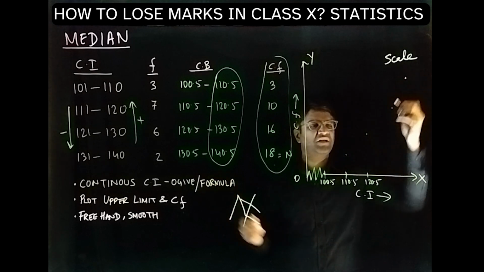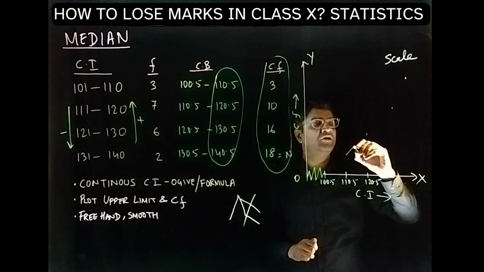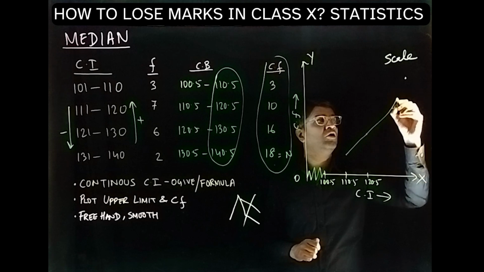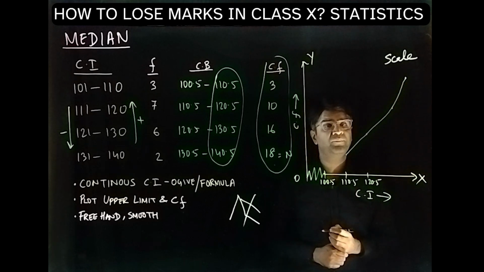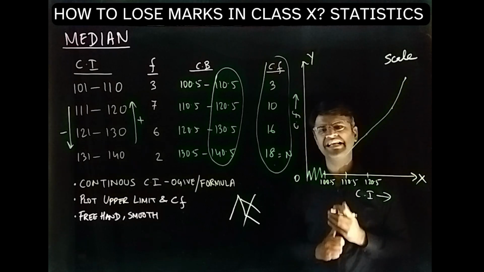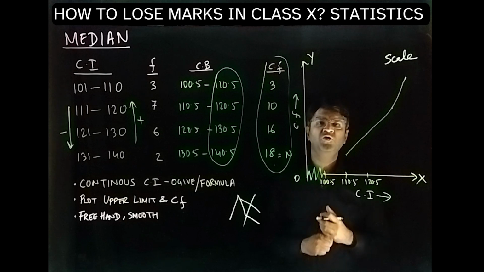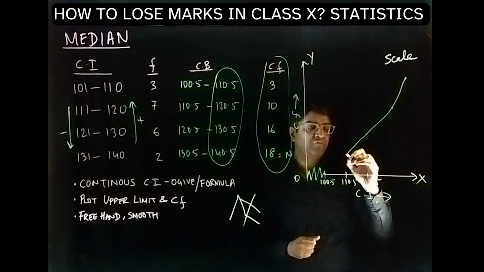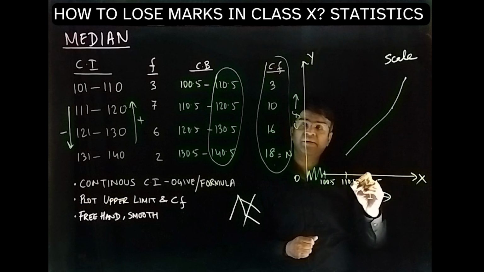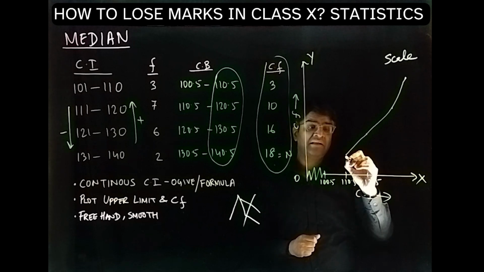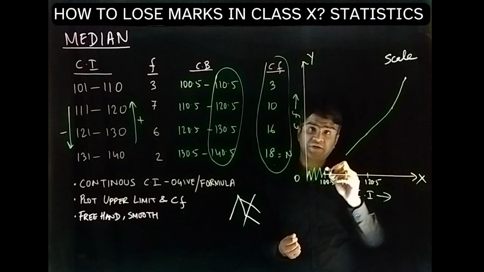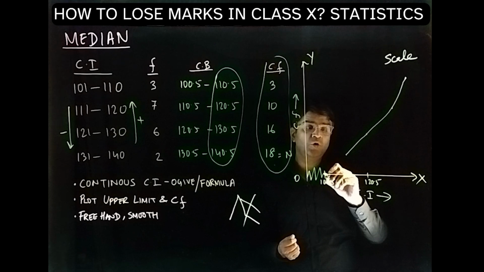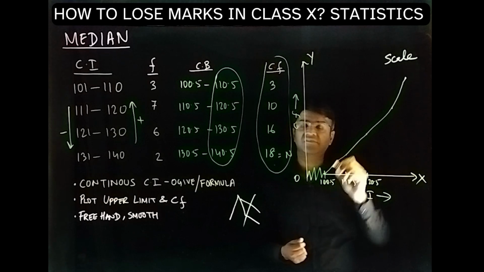This is just a rough sketch. And you will join using freehand. While joining the dots, remember the curve should be as smooth as possible to get the answer as accurate as possible. Now, if you see, we have started from 110.5, so how do I join? You will join it with the lower limit of the first class.